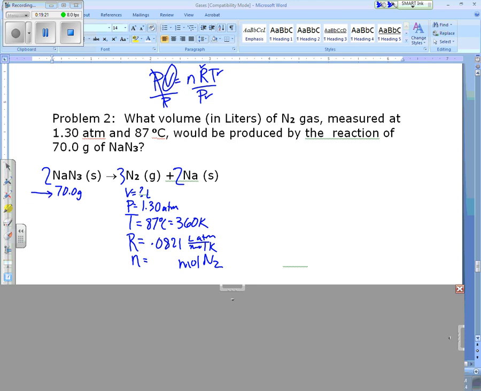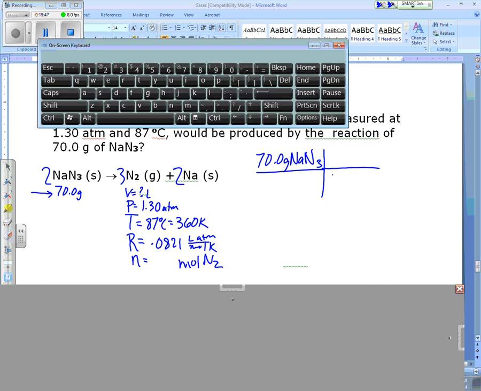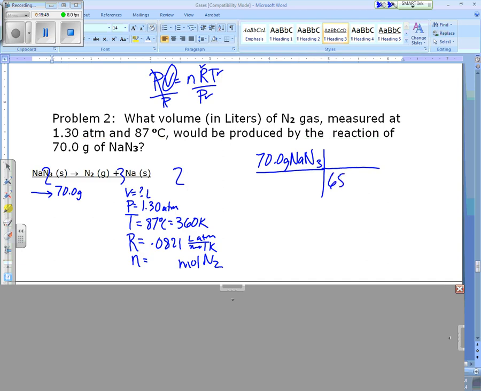Exactly. Use these grams and convert them to moles of N2. Again, just using stoichiometry. Okay, all right. So 70 grams of NaN3. Can I use mole ratio? No. So how do we get grams to moles so that we can use mole ratio? Molar mass. 1 sodium and 3 nitrogens. 65.02 grams and 1 mole. I think that's right.